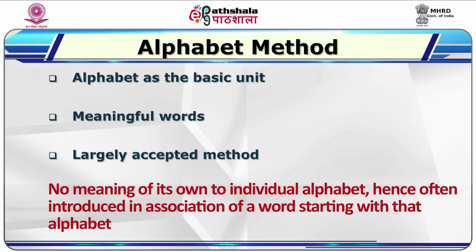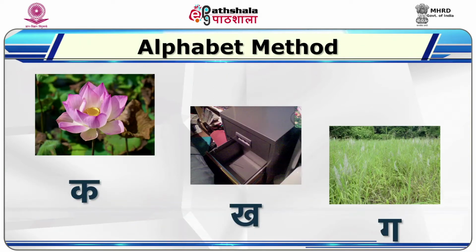Since an individual alphabet has no meaning of its own, it was often introduced in association with the word starting with that alphabet. Let us take the example of K. K for Kamal, Kh for Khatara, etc. This made it easy to understand and remember the alphabet.